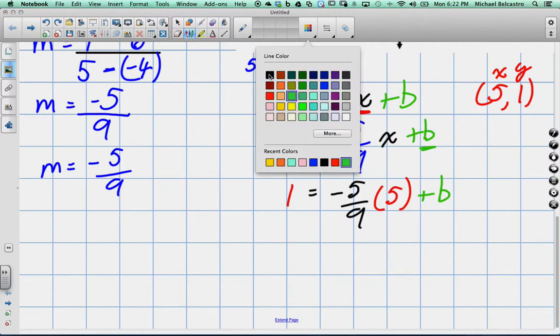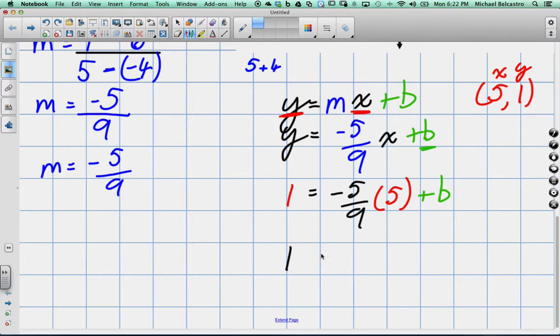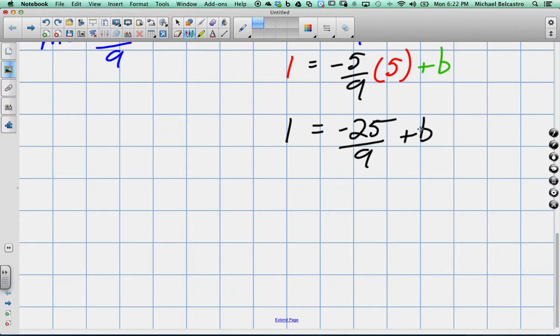Okay, so I'm going to try to simplify here. 1 equals, this will become negative 25/9, which is a tough number to work with, plus b. B is still unknown. The goal is to get b by itself, so I need to move negative 25/9 to the other side. What would negative 25/9 be when I move it over? Positive 25/9.